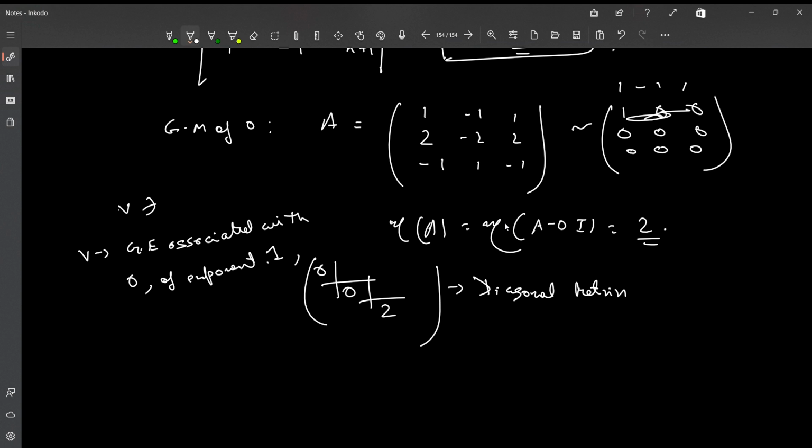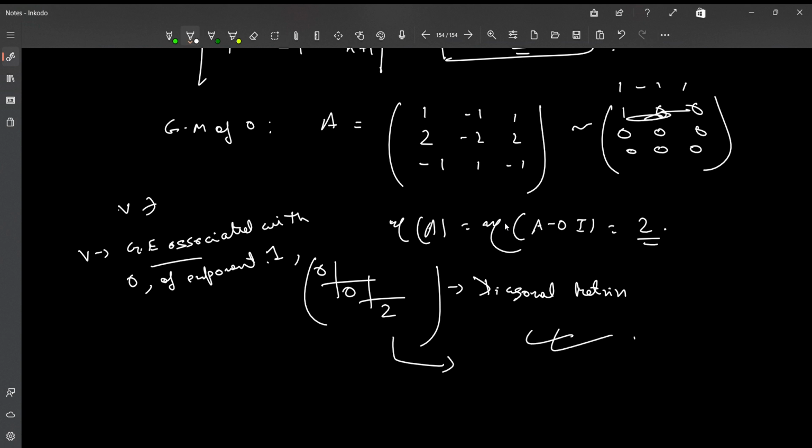Right. Am I doing this correct? Just check once again. The nullity of A is 2 times this plus this, 2 times this minus this will become 0, right? Indeed. And this plus this will also become 0. Yeah. So this is a diagonal matrix, right? So you just need to place the eigenvectors for 0 and 2. That will do. It's a very easy example.